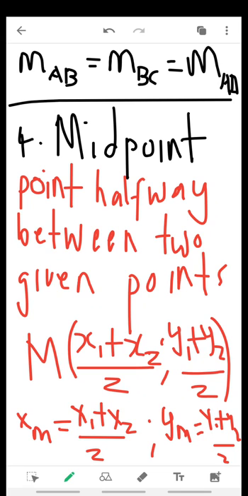And another thing, when we are calculating gradient, we say small m equals. But when we are calculating the coordinates of the midpoint, we don't say big M equals. We say big M, open your bracket, x1 plus x2 over 2, then y1 plus y2 over 2. Close your bracket. This is the coordinate of the midpoint. We are finding the coordinates of the midpoint. We are not finding the gradient.